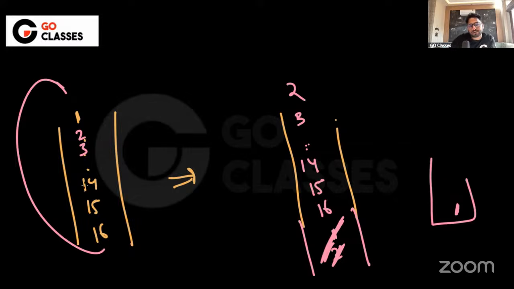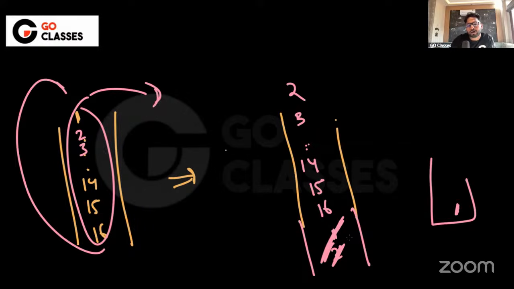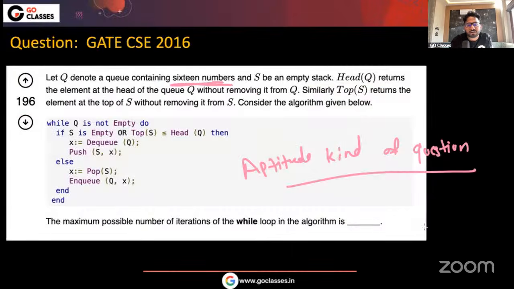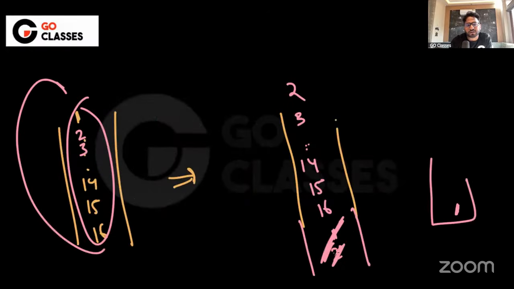I think all the elements are going from here to here. How many operations are you doing? What they are asking is the number of iterations. In one iteration, you are shifting one element from here to here. So you are basically shifting 16 from here to here. One iteration from here to here, and then one iteration from here to here, right?